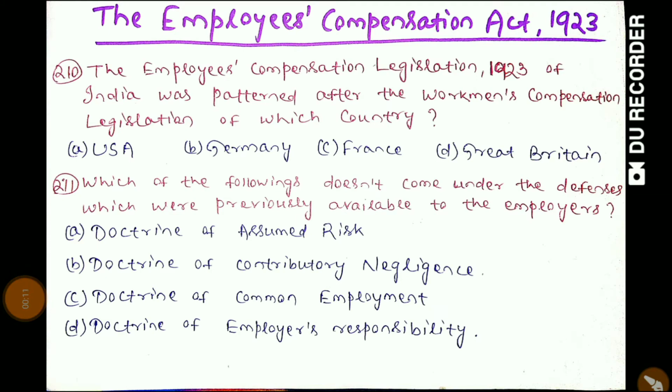Friends, today we are going to discuss the Employees Compensation Act 1923, the MCQs of this act. Previously we have discussed four acts: Factories Act, ID Act, Trade Unions Act and Payment of Wages Act. And this is our MCQs series containing the fifth act, which is the Employees Compensation Act 1923. Previously, it was known as the Workmen's Compensation Act, and after an amendment, it is now known as the Employees Compensation Act 1923. So, let's start our series.